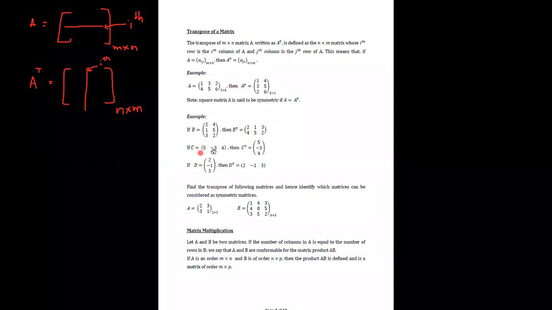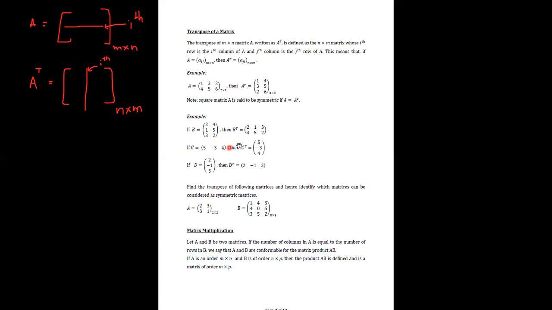But if you move to the matrix C, C is a row matrix. If you take the transpose of this row matrix, you can see it as a column matrix. For the matrix D, D is a column matrix. You can see that there is only one column. Since there is only one column, its transpose is considered as a row matrix. Therefore, this is how we are obtaining the transpose of a matrix.